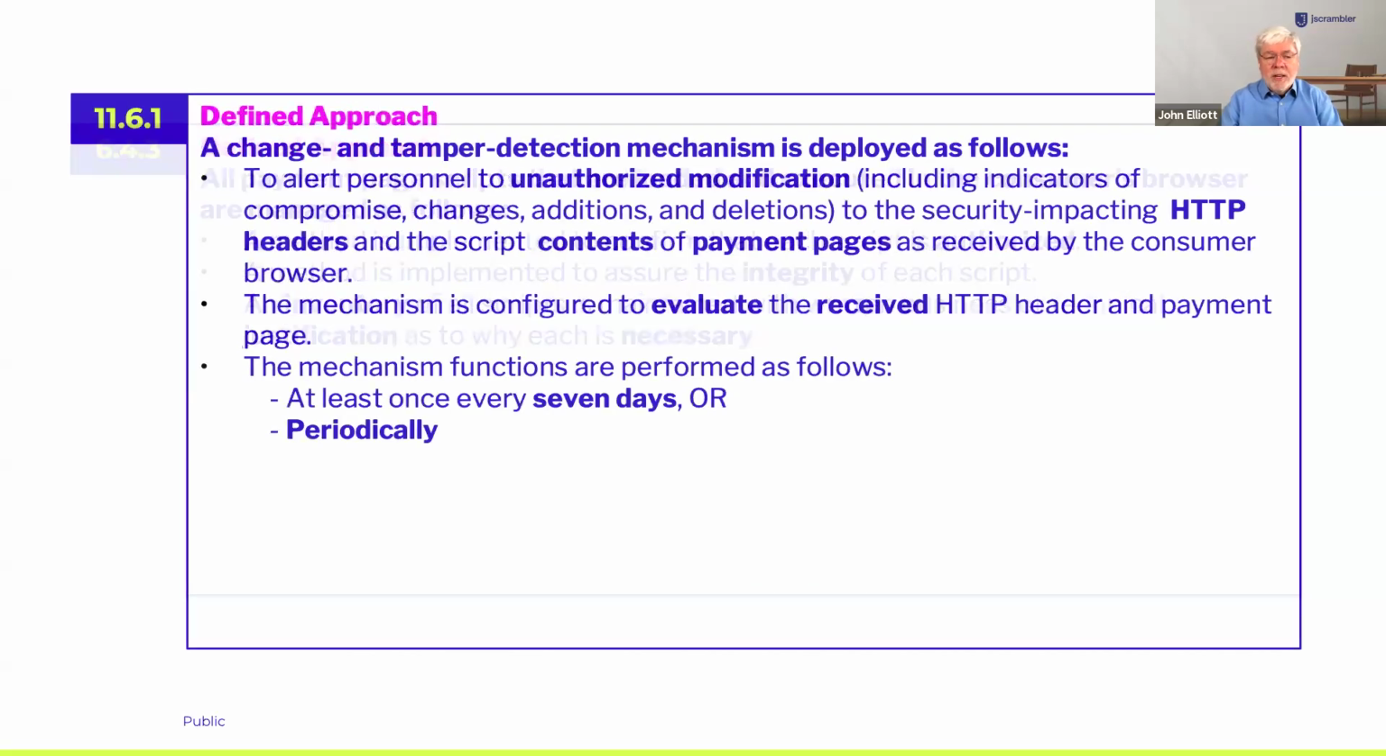Then 11.6.1 says, look, let's assume that there will be changes that are unauthorized, i.e. you haven't authorized it, but a change happened or a new piece of script appeared. So you need to be able to detect that and then do 6.4.3 to make sure that that changed JavaScript or that new JavaScript was knowingly on your web page. So those are the two requirements, and they apply to a payment page.